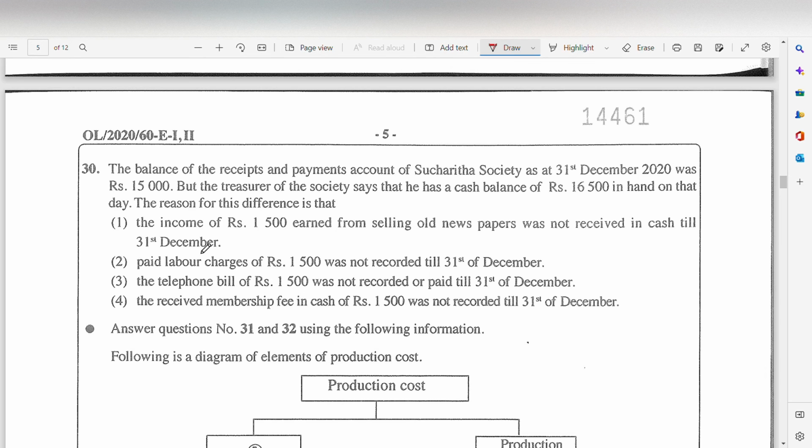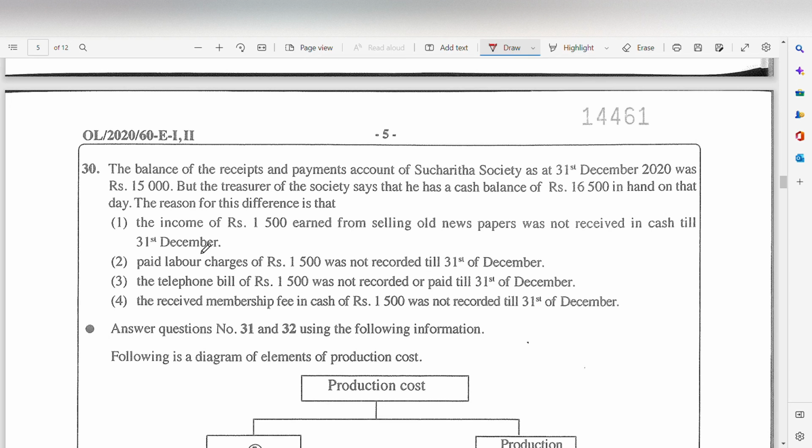Third one, the telephone bill of rupees 1500 was not recorded or paid till 31st of December. Now this transaction you didn't record, you didn't pay as well. So it doesn't create a difference to both your receipt and payments account and your cash balance. So third one is also not the answer.